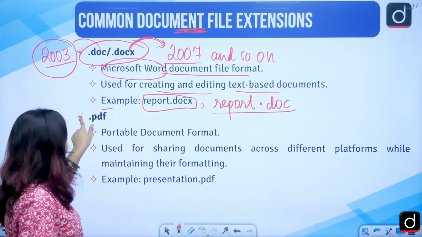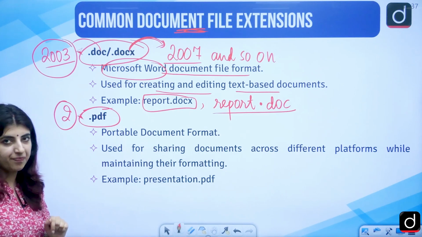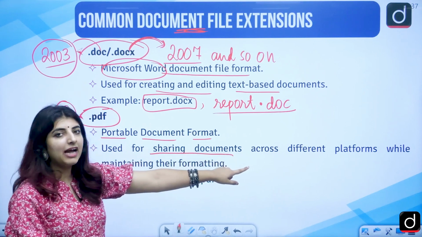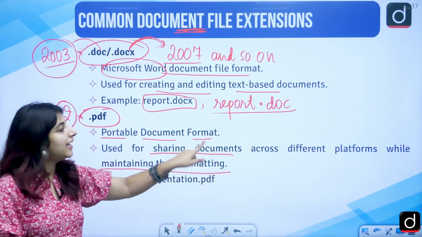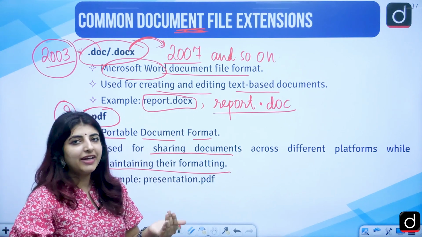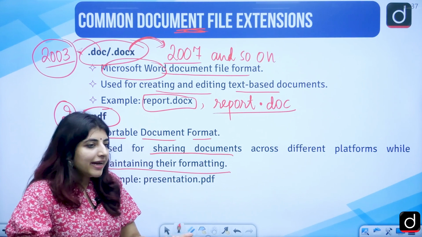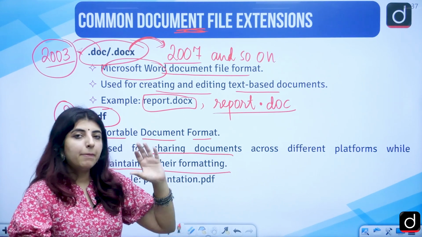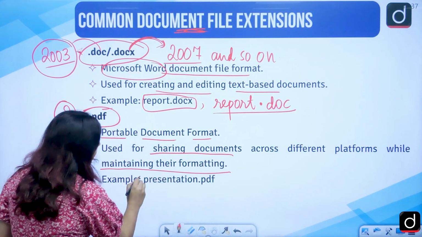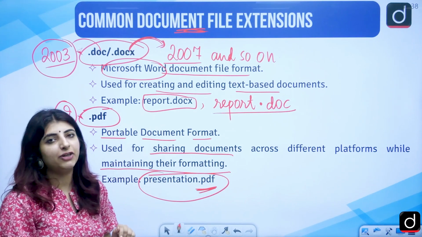Clear? Now, moving to the second type of file extension, that is PDF, portable document format, used for sharing documents across different platforms while maintaining their formatting. In a Word document the formatting can get disheveled a little bit. It can change, and the person you are sharing the file with can edit it. For a PDF, you are required to have particular software to edit it. But whatever formatting you have done, it will stay exactly like that. Example is presentation.pdf.